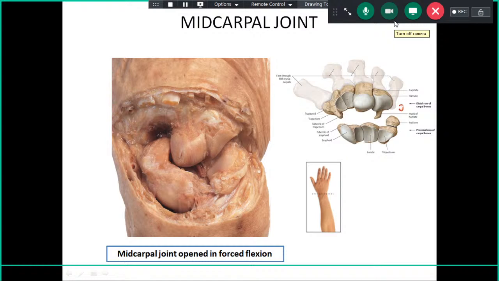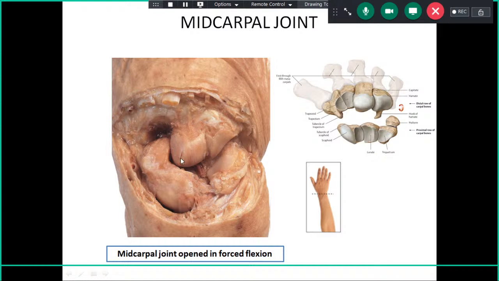The forced flexion, if something is dissected from here, from the dorsal side, I'm cutting in through the midcarpal joint between the proximal and the distal carpal, then I'll have the carpal bones oriented like this. Now come see the image. This is the scaphoid, this is the joint cavity of the midcarpal joint.